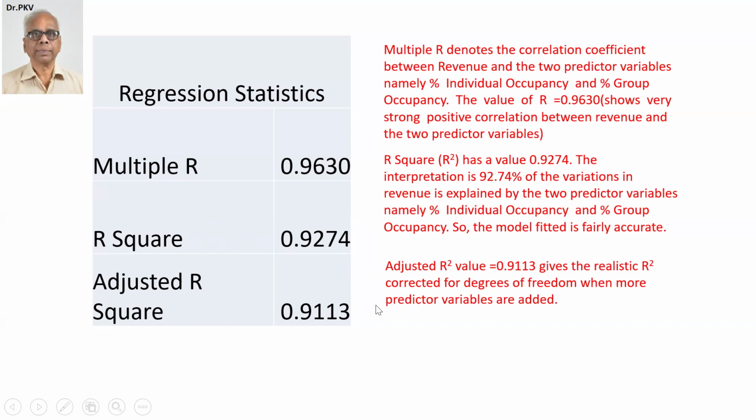And the interpretation is the same, but it's very, very important for the practitioners to look at the adjusted R squared. So we can interpret 91.13% of the changes in the revenue is explained by the two predictor variables, X1 and X2, namely percentage individual occupancy and percentage group occupancy.